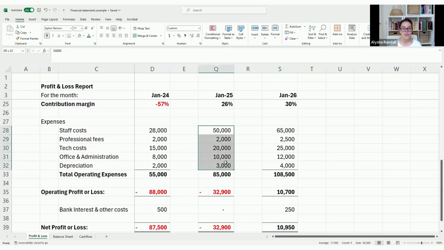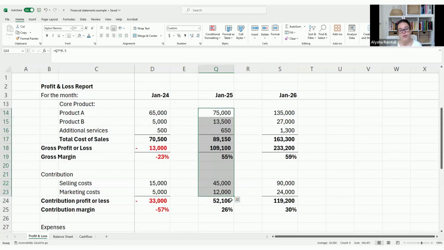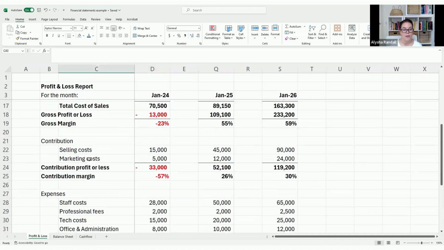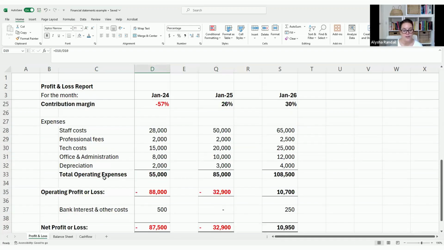So these costs, ideally, once you're established, should hardly move year on year. And then these are the ones you can fine tune and focus on for profitability. So that is the profit and loss. The key metrics here really are your operating profit and loss margins, contribution margins, and gross margins. They are the ones that you should really focus on as a founder.